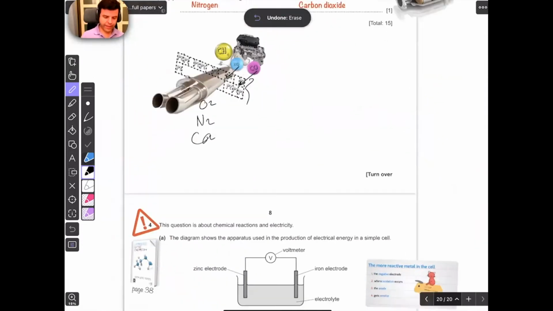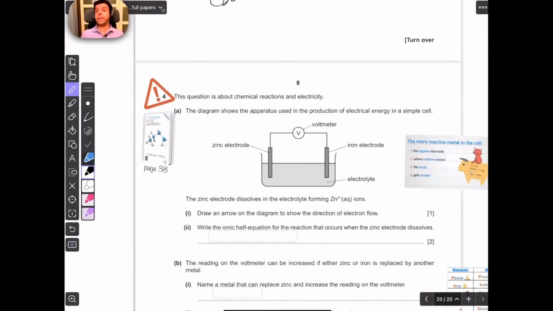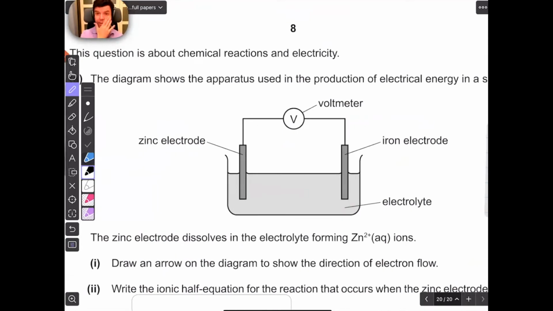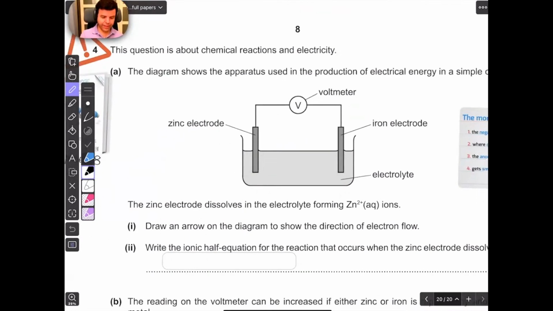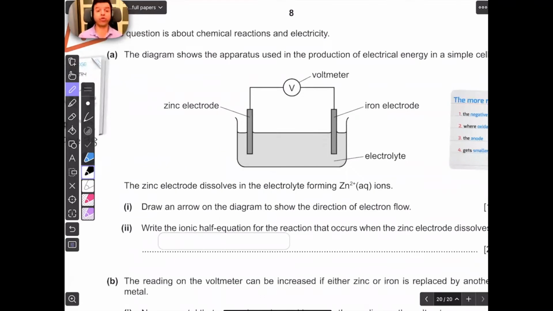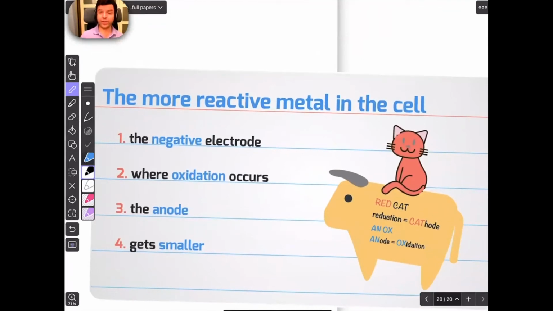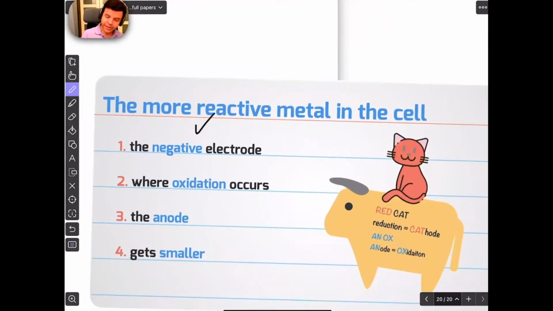All right. Next question is about cells and it's about electrolysis. So we've been given a cell, a battery, and they ask me here, draw an arrow on the diagram to show the flow of electrons. Here, you need to have basic knowledge of the reactivity series, because always, the more reactive metal is the negative. It's where oxidation takes place. It is the anode in a cell or a battery.